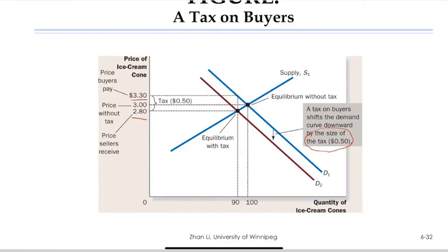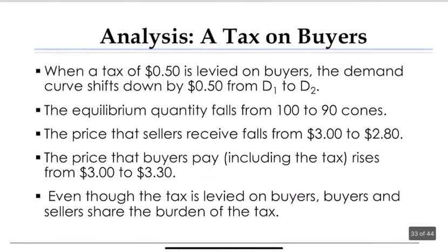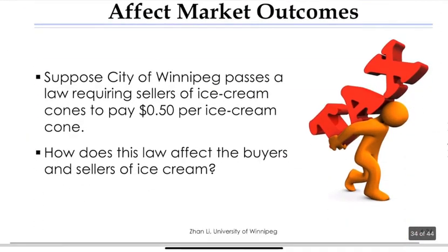Now, how do we know the tax is shared? The reason is that the prior price was $3, and after imposing the tax, the buyers have to pay this additional $0.3. And the sellers, the price they receive reduces by $0.2. So this is a sharing of the tax, right? Okay, great. Now let's see the other case.